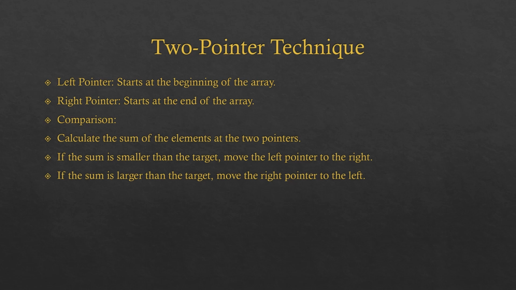Let's break down the two-pointer technique. We start with two pointers, one at the beginning of the array and one at the end. By comparing the sum of the elements at these pointers, we move the pointers inward depending on whether the sum is too small or too large, bringing us closer to the target.